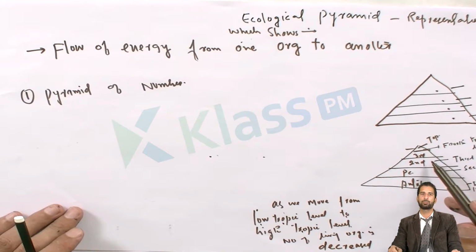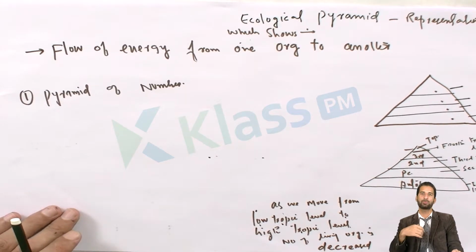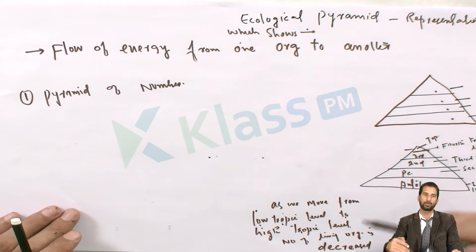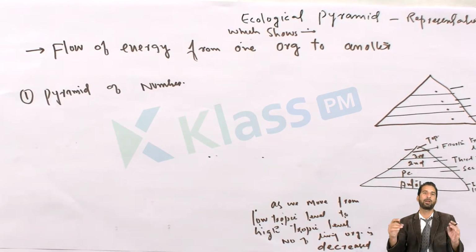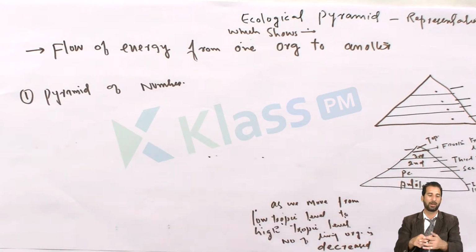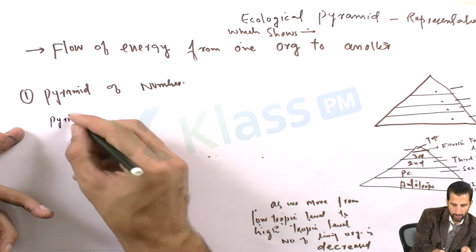The number of secondary consumers would be less than the primary consumers. The number of tertiary consumers would be less compared to secondary consumers, and the number of top consumers would be less compared to the tertiary consumers. As we move from low trophic level to high trophic level, the number of organisms is getting lesser and lesser. So this is the pyramid of number. So the pyramid becomes erect. The pyramid is erect.